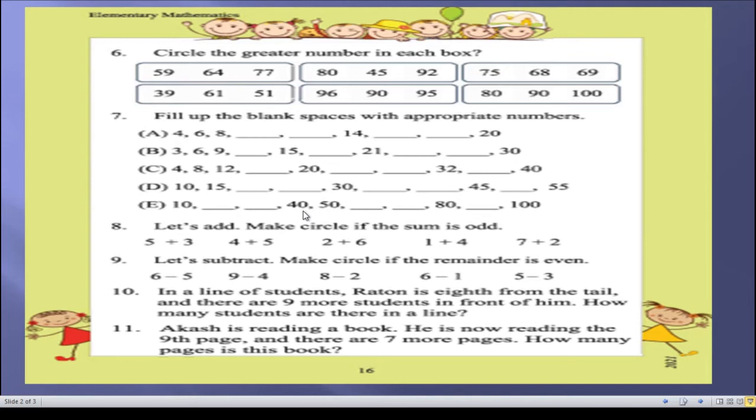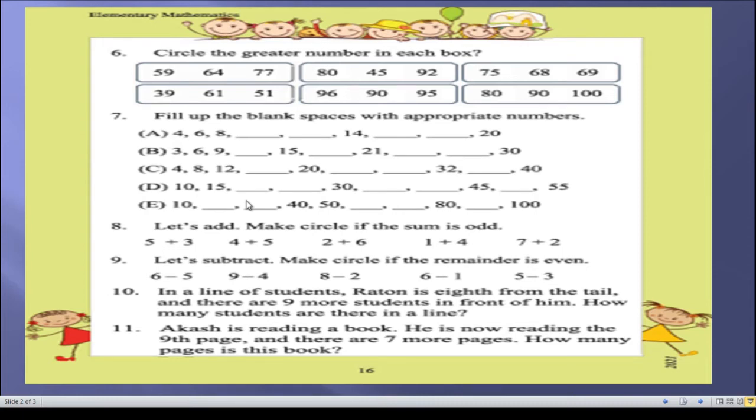So when we add 10 plus 10, what will be the number? 10 plus 10 is equal to 20, and that is why you should fill the gaps with 20. 20 plus 10 is equal to what? 20 plus 10 is equal to 30, and that is why the next gap will be filled up with 30.